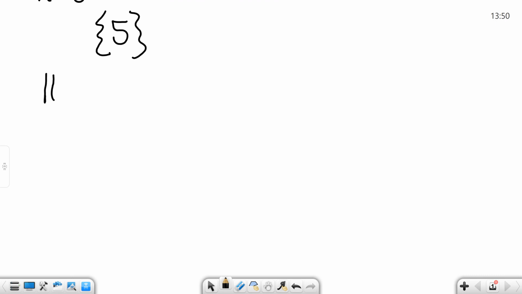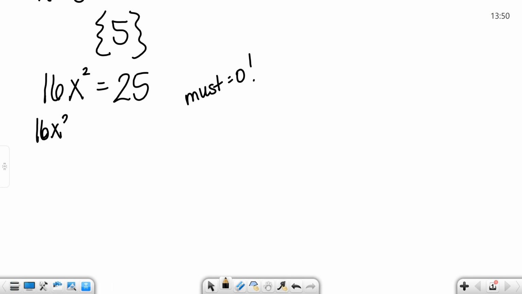All right, let's try this one. Now, there is more than one correct way to work this particular problem. All right, there is more than one correct way to start this particular problem. Now, I'm going to start with what we've been doing this whole time: it has to be equal to 0. Okay, so I'm going to subtract 25 from both sides so that it's equal to 0.